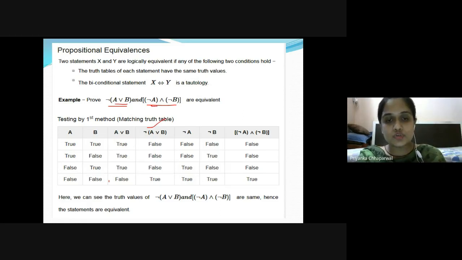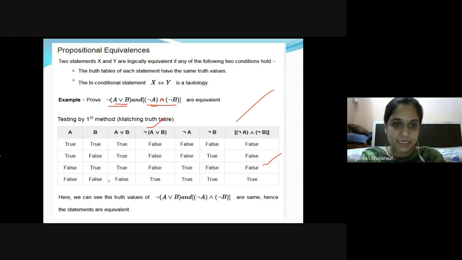The second part is ¬a and ¬b. So I find negation a, negation b. Then we have this operator, intersection: false false false, false true false, true false false, true true true. So this column and this column both have the same truth value: false false false true, false false false true. In such a condition you can say that both statements are the same, hence the statements are equivalent.